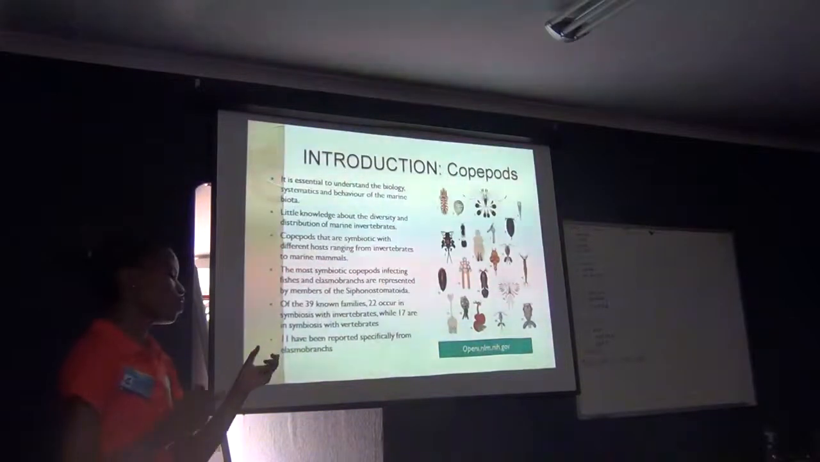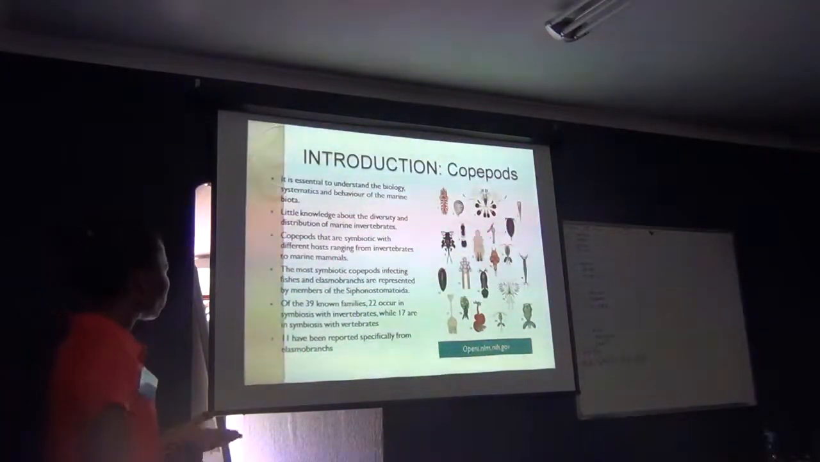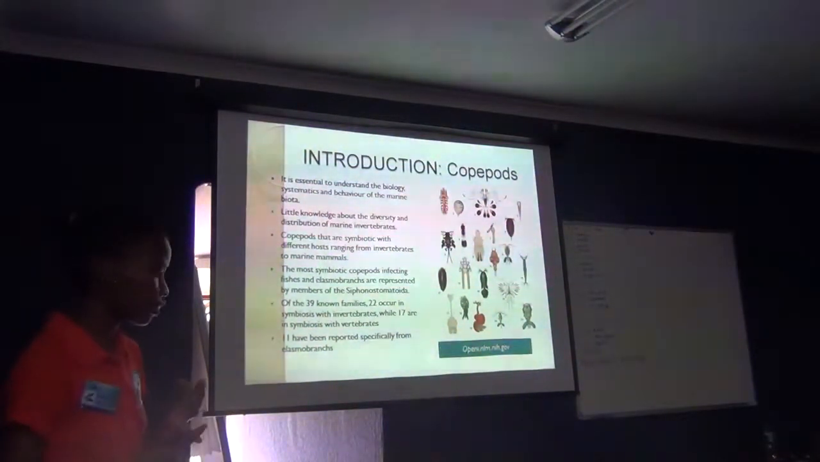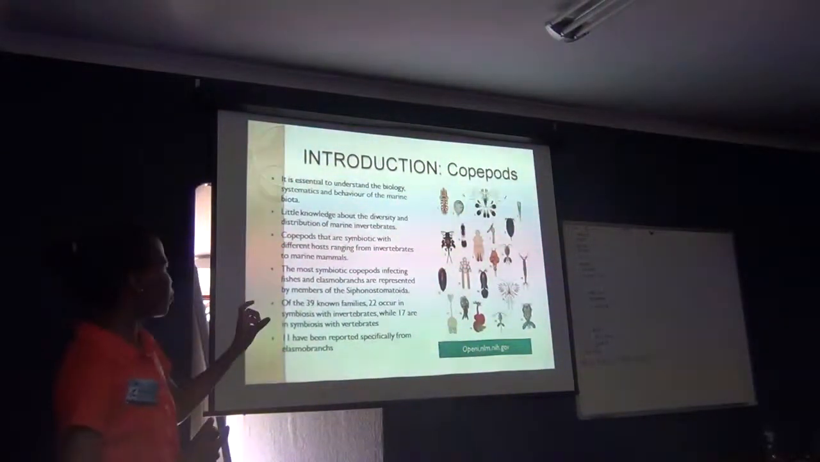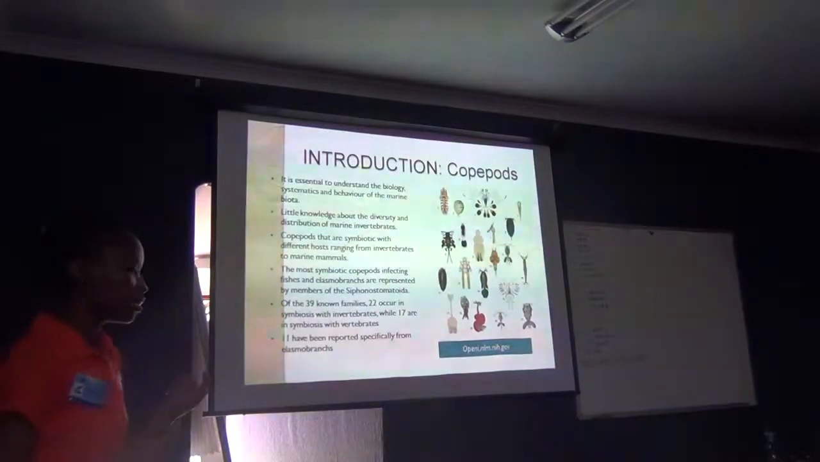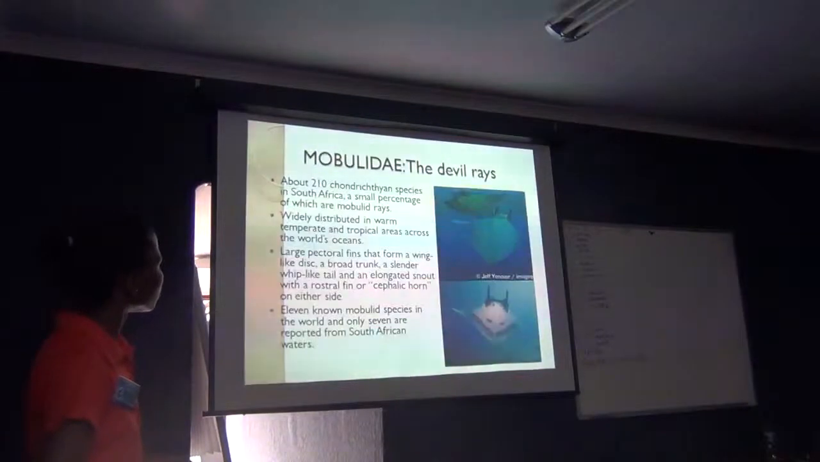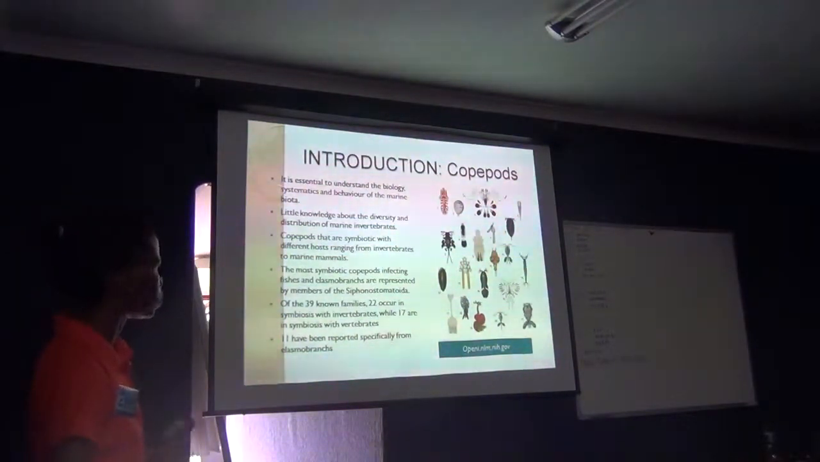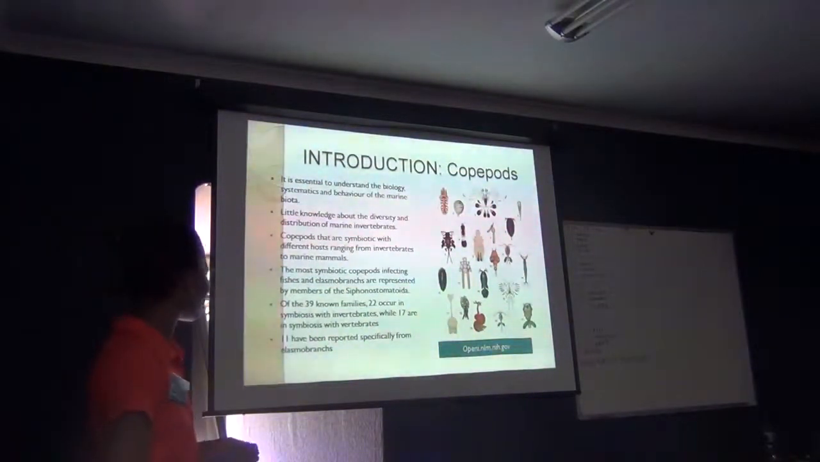In this order, we have 39 known families of copepods, and in those 39 known families, we have found that 22 occur in symbiosis with invertebrates, while 17 occur in symbiosis with vertebrates. And 11 out of those 17 have been reported from elasmobranchs. This is just to show you all the different shapes and sizes of the symbiotic copepods that we run into. Some of you might have seen them on the sharks that we've worked on.